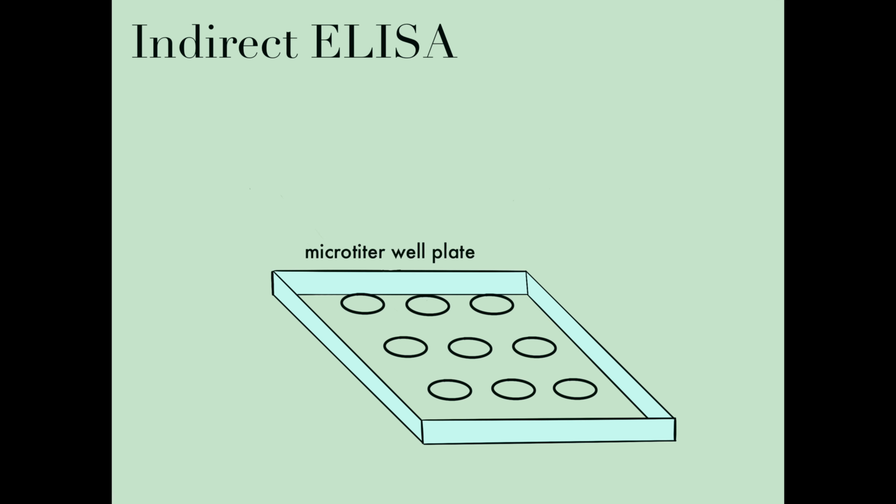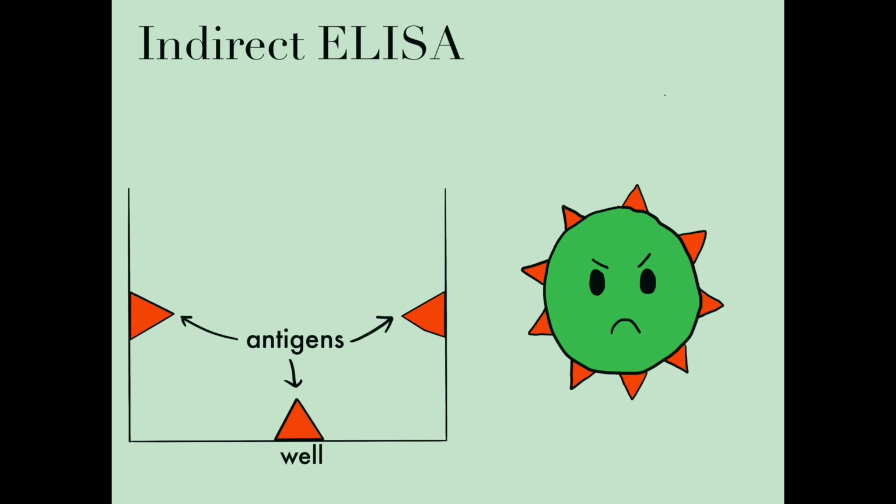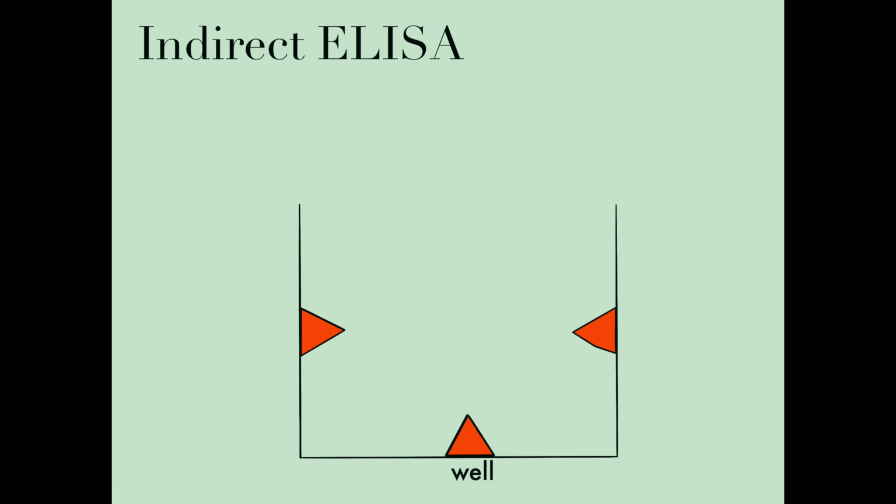ELISA serologies are usually performed in multi-well microtiter plates. The first step is having the antigens of the chosen pathogen immobilized on the well plate by binding to the walls. Antigens are the proteins or polysaccharides on the outside of a virus that trigger the immune response.